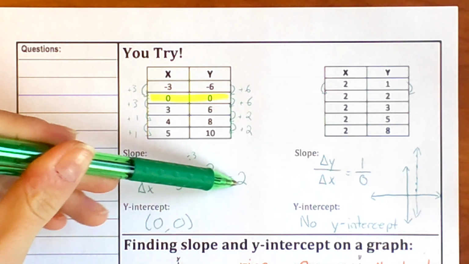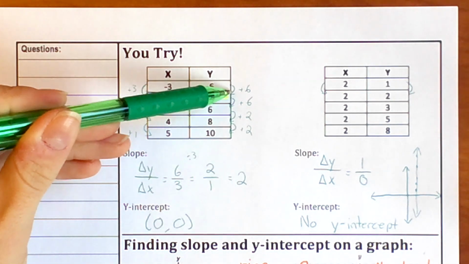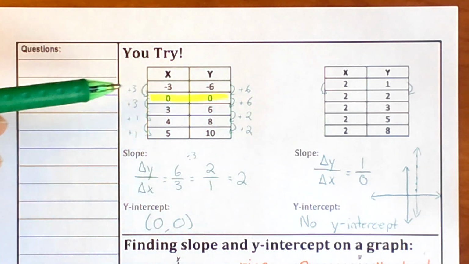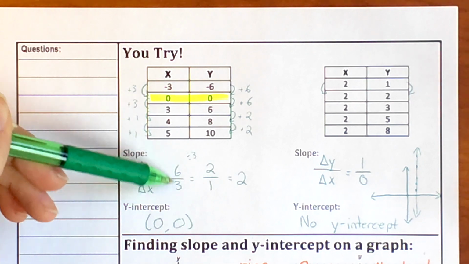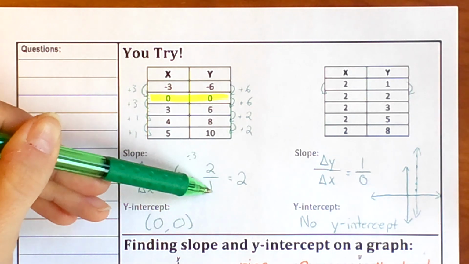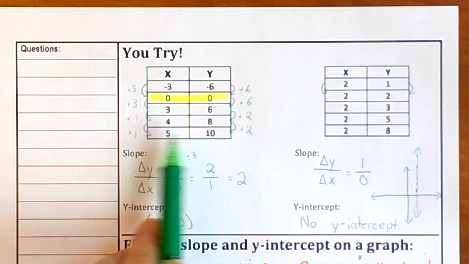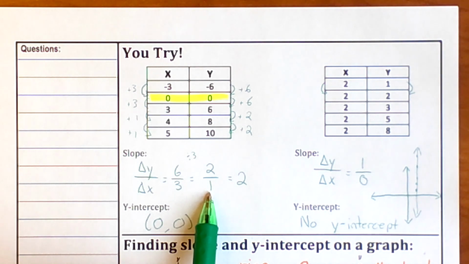And here's why this is still a linear pattern. If I go with the first two values, rise 6, run 3, 6 over 3, I can reduce that. If I pull a 3 out from both of those, that's 2 over 1, which is exactly what we get over here. So it is still indeed a linear pattern, and my slope is 2.